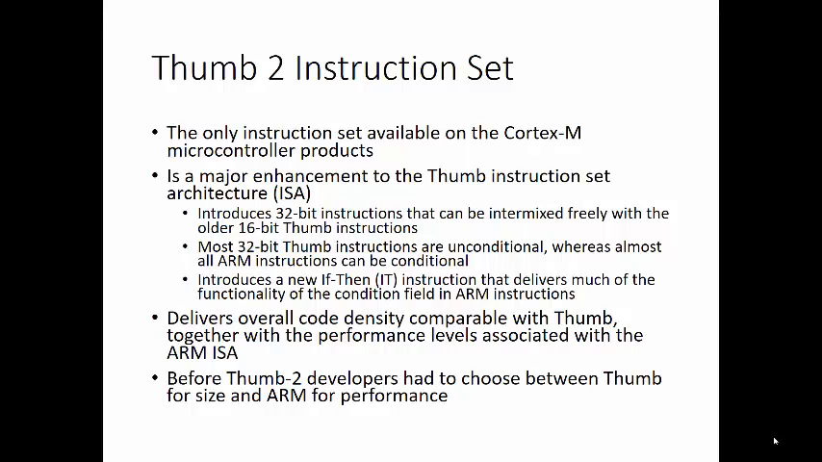It introduces a new if-then (IT) instruction that delivers much of the functionality of the condition field in the ARM instructions, and delivers overall code density comparable with Thumb, together with the performance levels associated with the ARM ISA. Before Thumb-2, developers had to choose between Thumb for size and ARM for performance. So it kind of gives you the best of both worlds there.